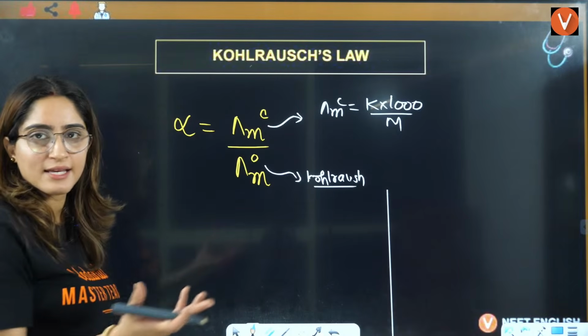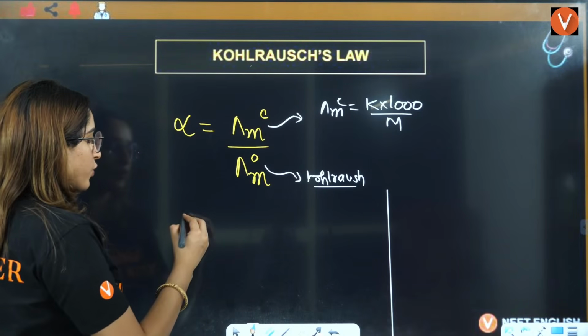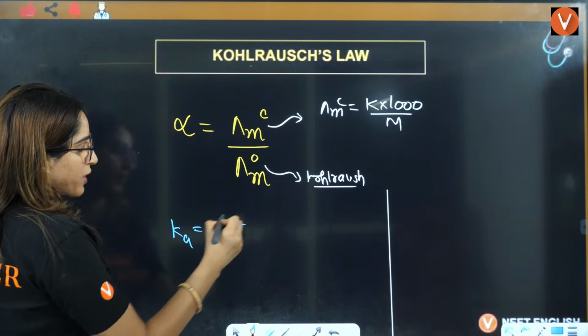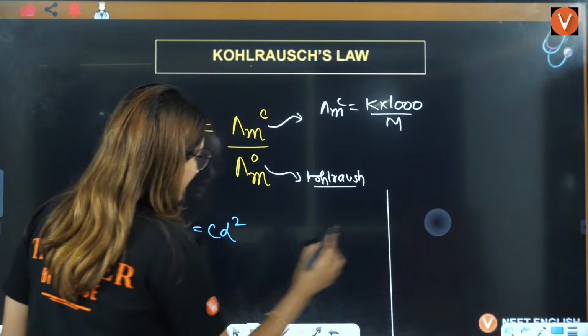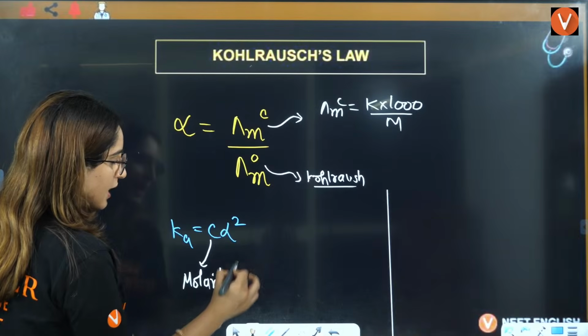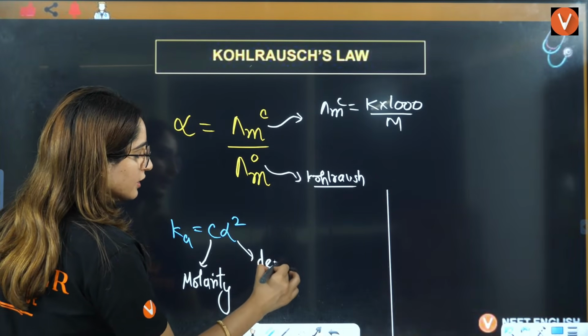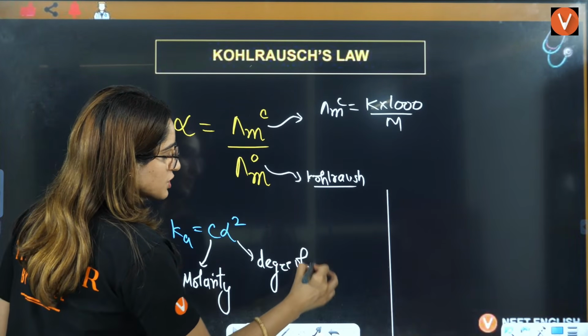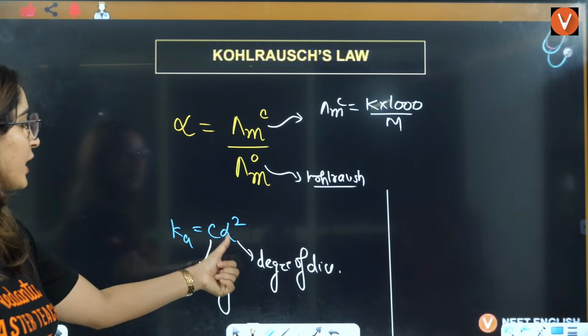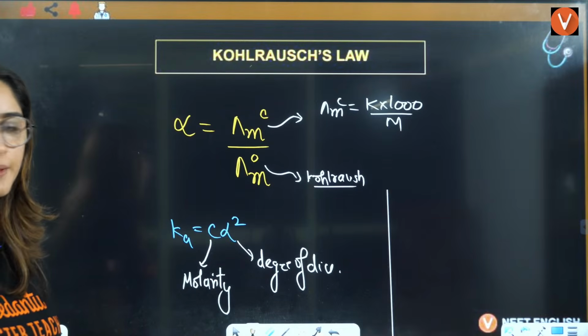So in these cases, the dissociation constant Ka is equal to C alpha square. C is nothing but the molarity, and alpha is the degree of dissociation. You will calculate the degree of dissociation from here. Molarity into alpha square, you will have your answer, right?